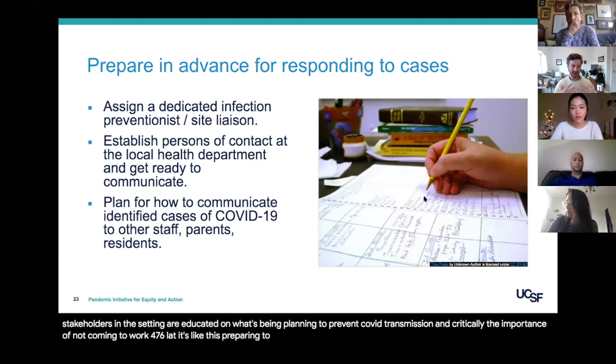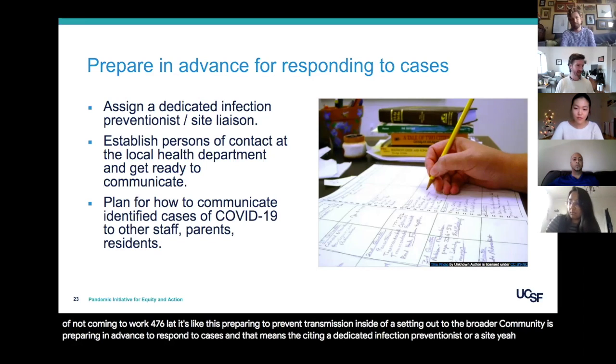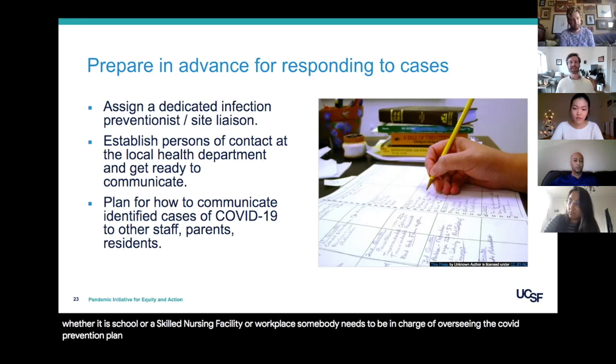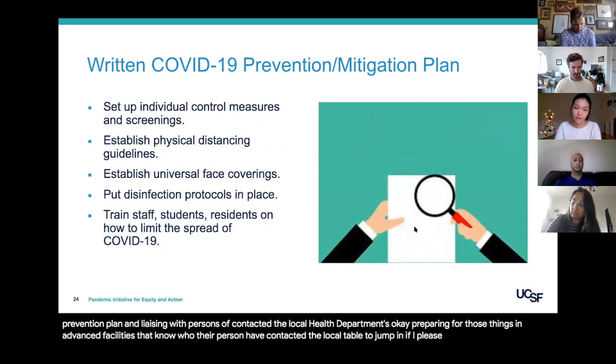Preparing to prevent transmission inside of a setting and out to the broader community is preparing in advance to respond to cases. And that means assigning a dedicated infection preventionist or a site liaison, whether at a school, a skilled nursing facility, or a workplace. Somebody needs to be in charge of overseeing the COVID prevention plan and liaising with persons of contact at the local health department. So prepare for those things in advance. Facilities that know who their person of contact is at the local health department will be much more readily able to jump in and respond when cases are identified. Next slide, please. Okay, this is it.